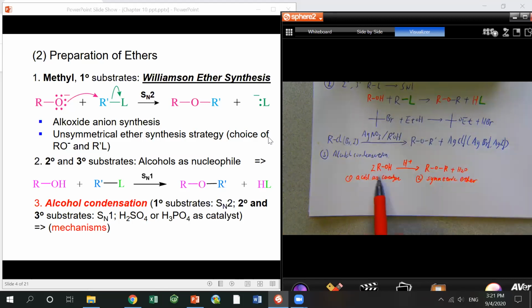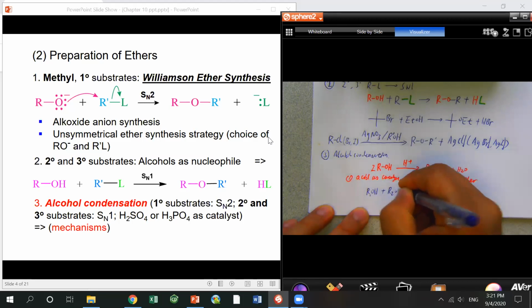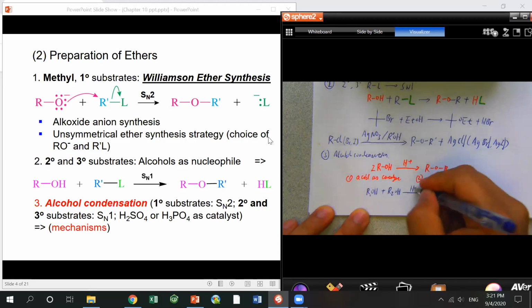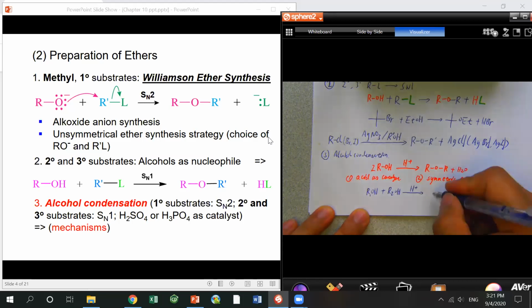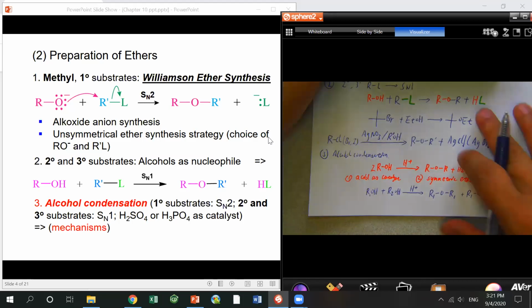If you take two different alcohols and mix them together, you can get three possible products. For example, you have R1OH plus R2OH, and you apply the same conditions. You can get three products: R1-O-R1, plus R1-O-R2, plus R2-O-R2. That's useless, because you get a mixture. That's something to keep in mind.